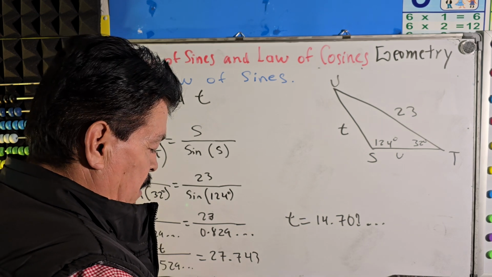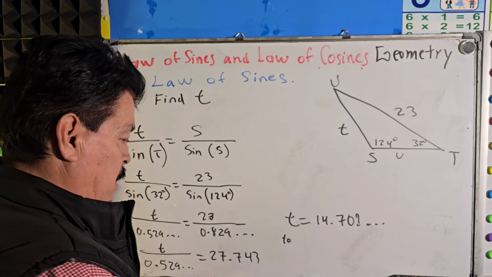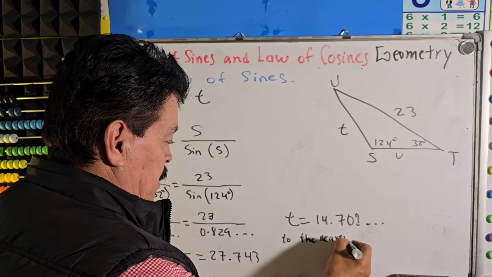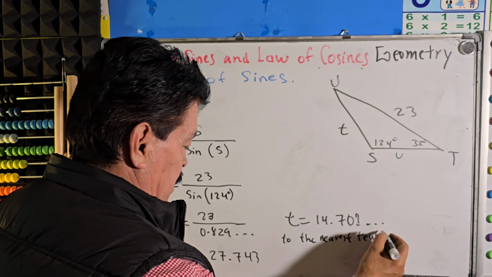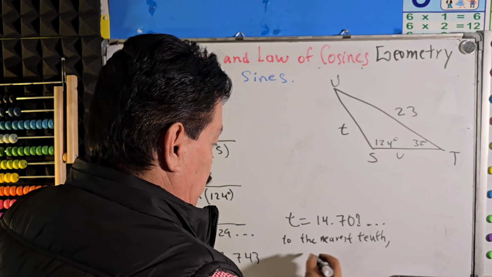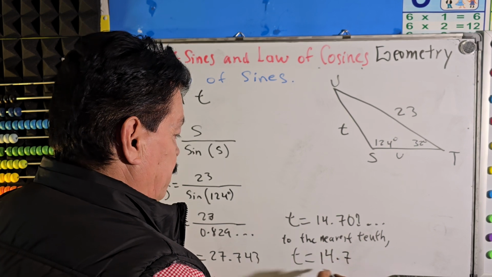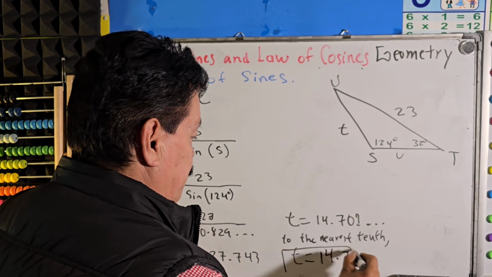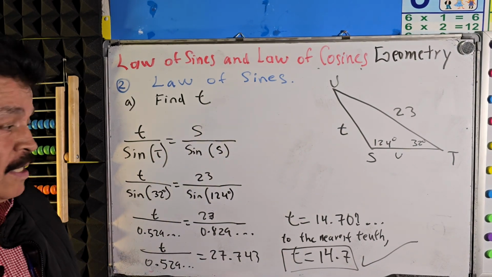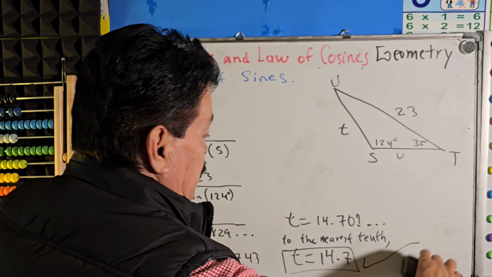So to the nearest tenth, t is equal to 14.7. Yeah, that's our answer. Okay, this is the solution to our problem. All right, easy. Let's go.